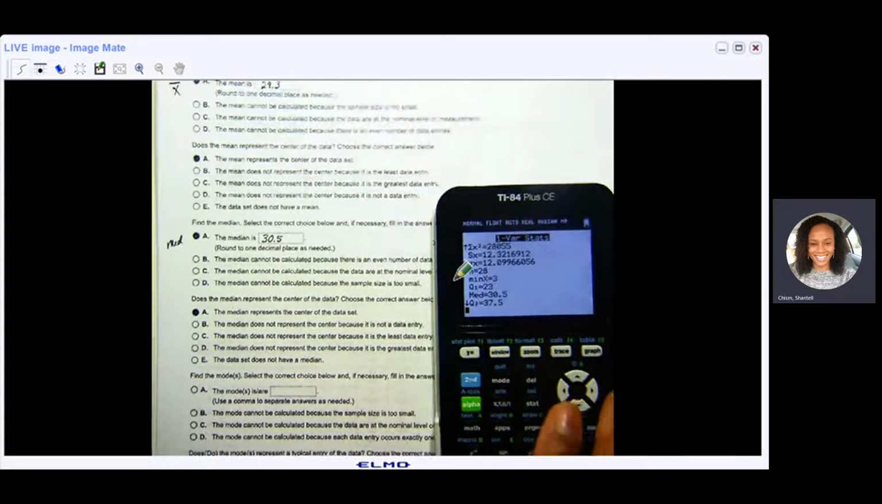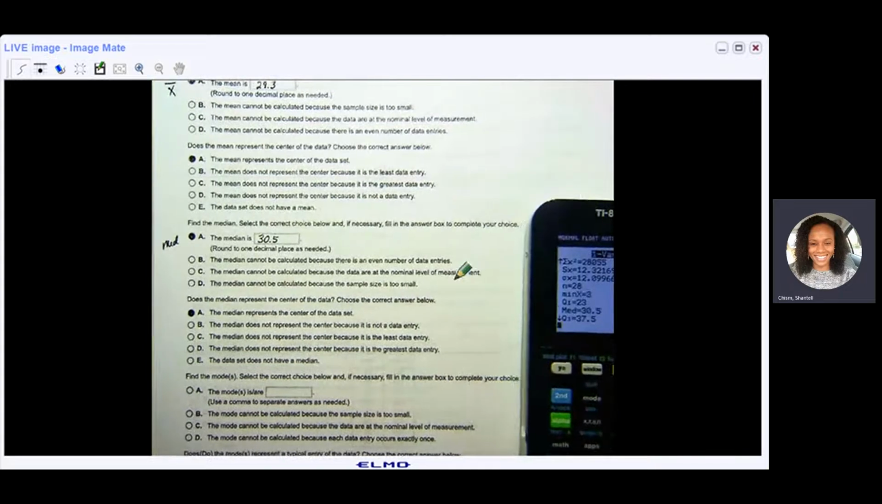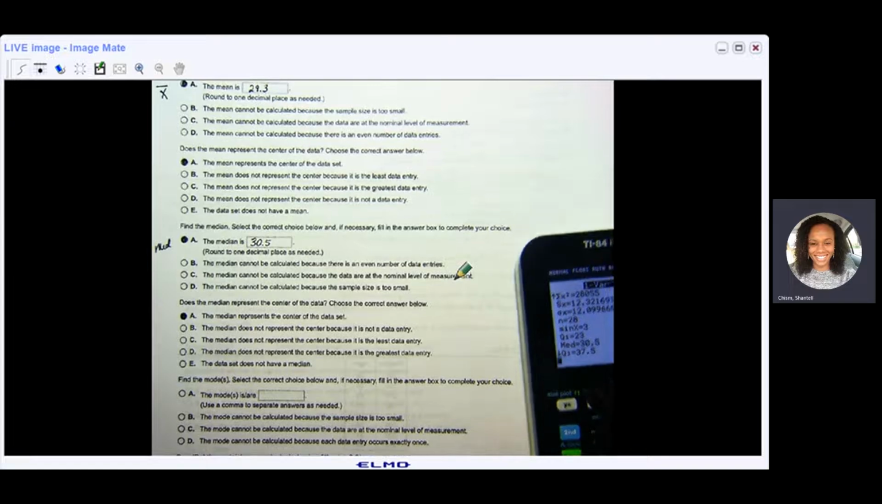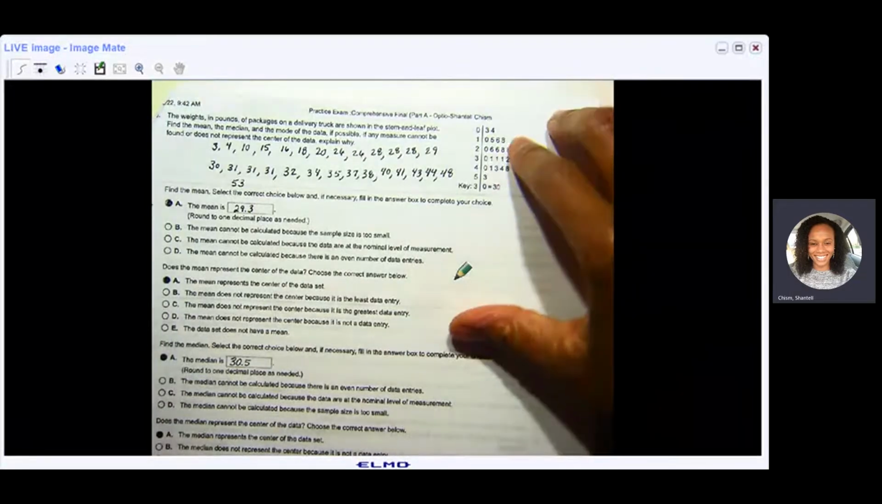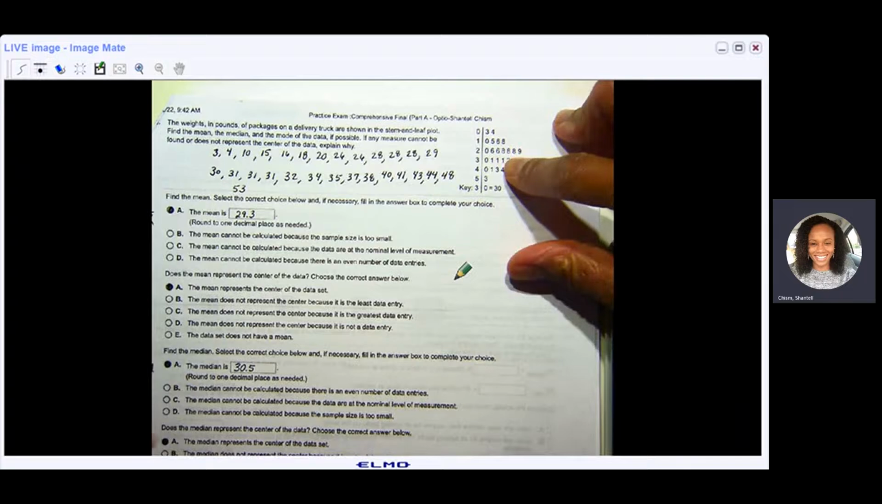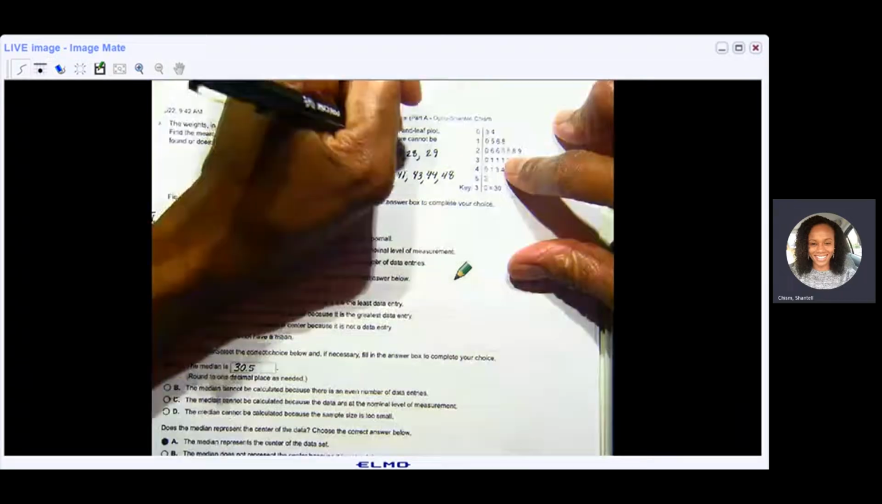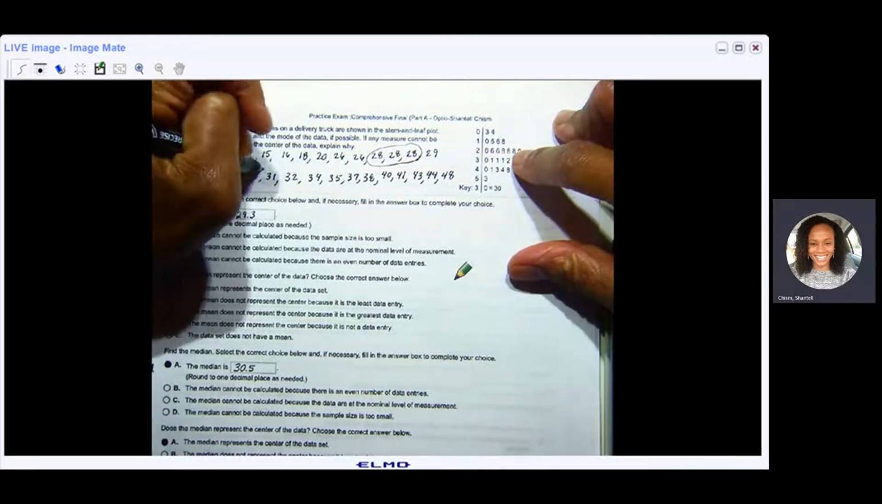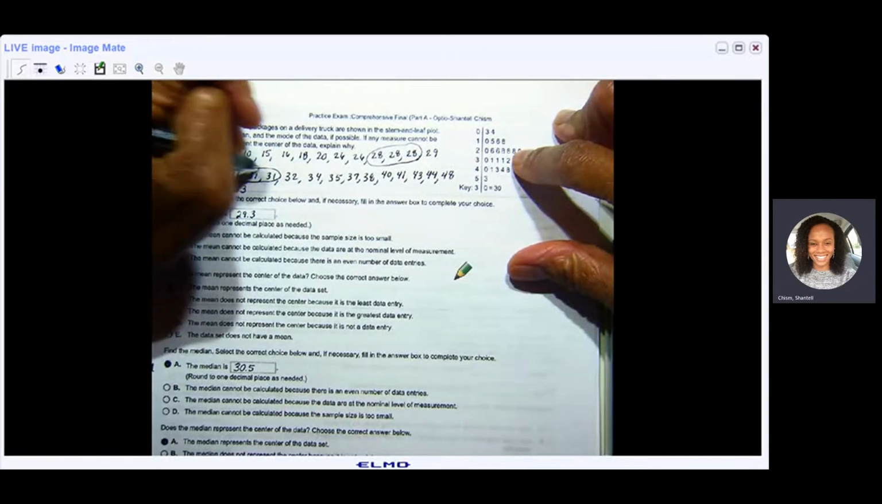Last part is find the mode. And if you have more than one mode, if it's bimodal, you'll enter both of them in, separating them with a comma. So with the mode, you have to look at the data set and just see if there is an entry that's repeated more than the others. So 28 was repeated 3 times right there. And 31 also was repeated 3 times.